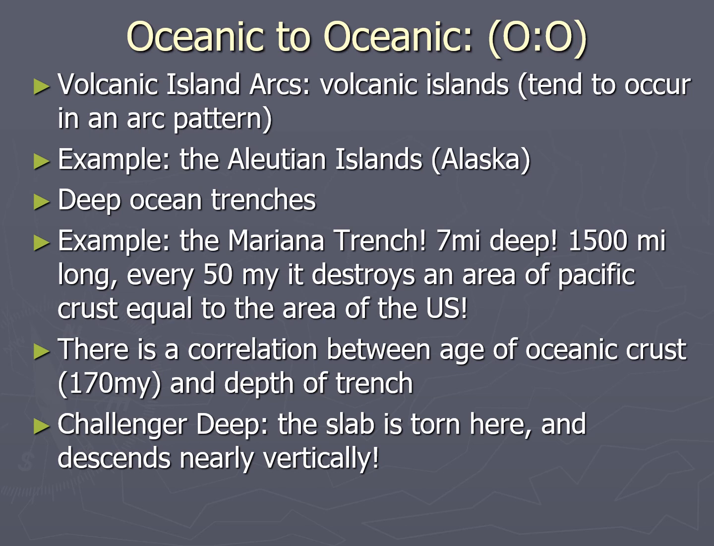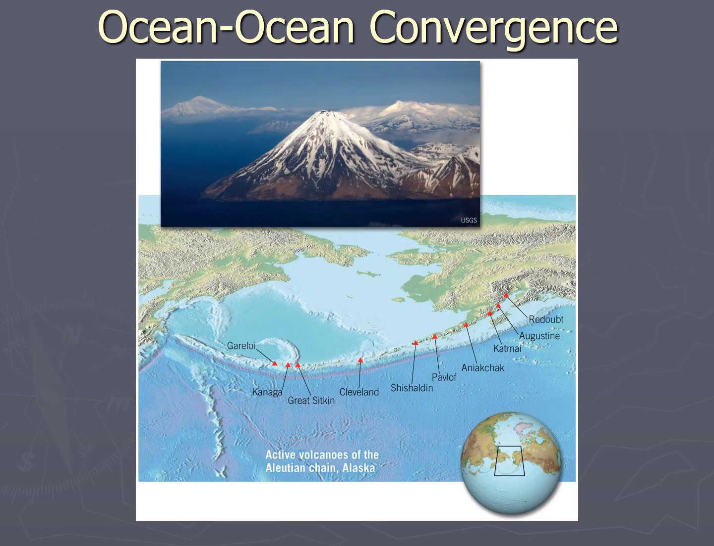Crazy. And there's a correlation between age of oceanic crust and depth of trench. If the crust is really, really old, that trench is going to be very deep. And the particular place where they have sent people twice, where it's 7 miles deep, is called Challenger Deep. And here the slab is basically torn like a flap and descends nearly vertically.